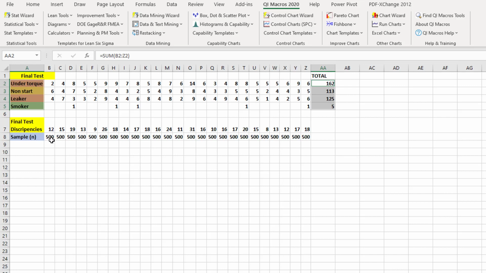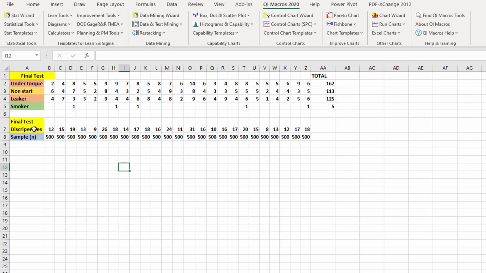So they collect different samples. In each sample there are 500 cars. In the first 500 there are 12 discrepancies. In the second sample, 15 discrepancies occur, and they check for different things. There are 4 types of discrepancies: under torque, non-start, leaker. Some are leaking, some are smoking, they emit too much smoke, too much CO2 emission in the air. So this is the data.